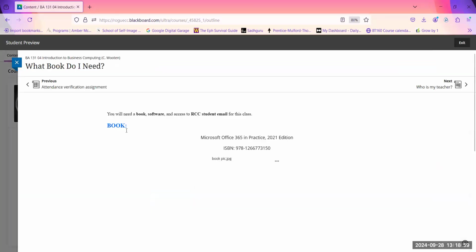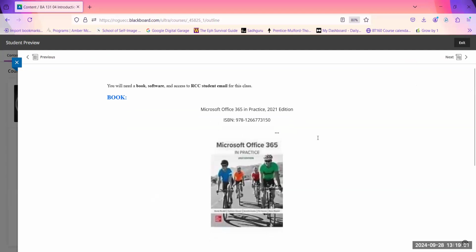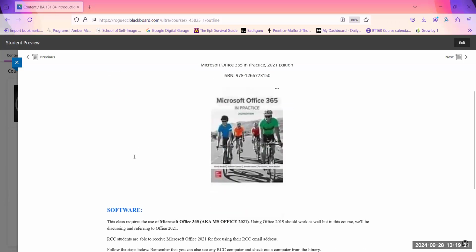Next thing I want to look at is, what book do I need? Folks, pay very, very close attention to which book you need for this class. The book for this class and the book for the Microsoft Word class, which Melissa Poland teaches, look very similar. They all have bicycles on them. So just make sure that you've got the Office 365 in Practice 2021 edition. If you have questions about that or you need help, please just reach out to me. I am more than happy to chat with you about that.